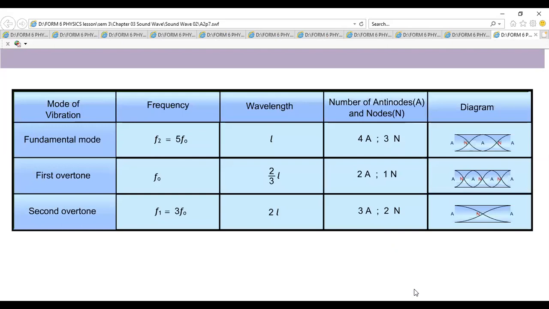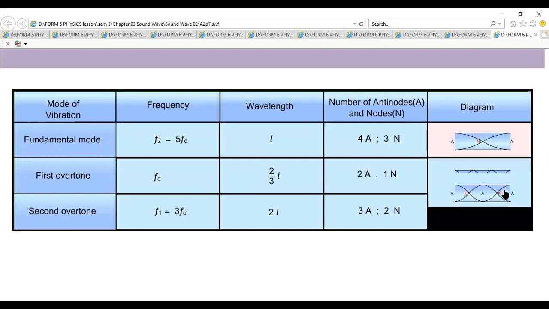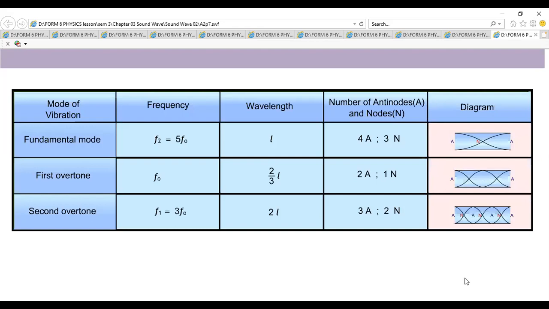Ladies and gentlemen, again, for the fundamental mode the diagram will be like that, then the first overtone and second overtone. For the fundamental mode, we have 1 node and 2 antinodes. For the first overtone, we have 3 antinodes and 2 nodes. Second overtone with 4 antinodes and 3 nodes.